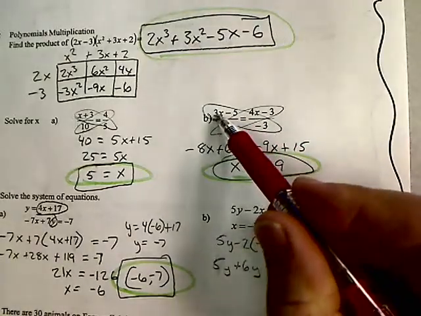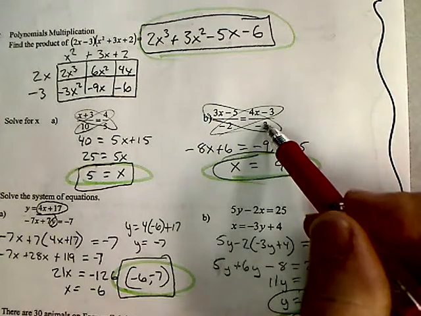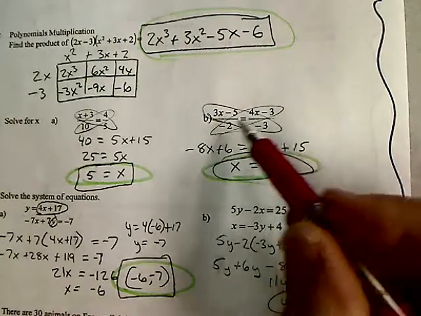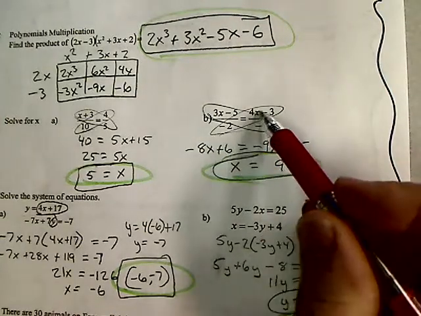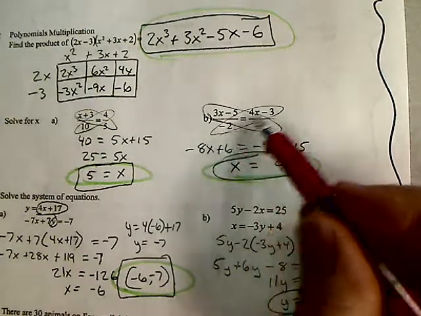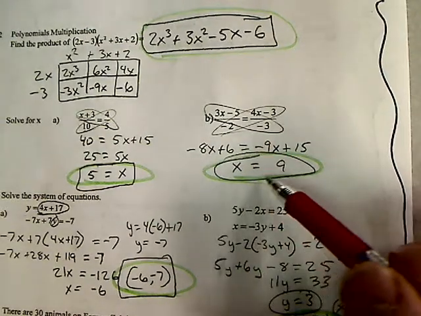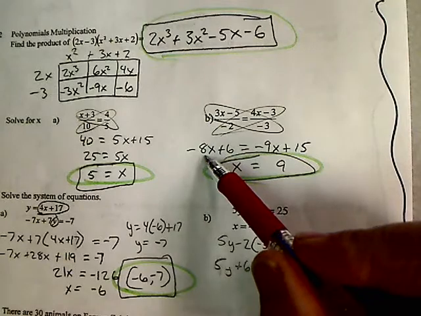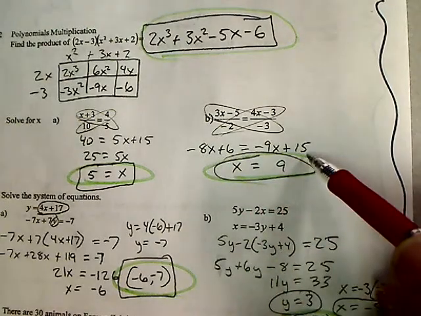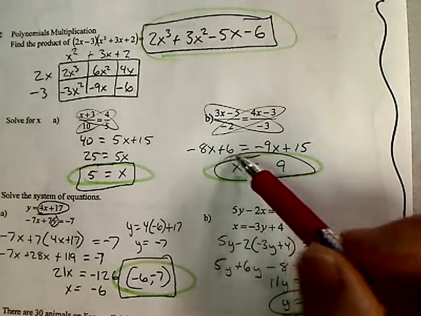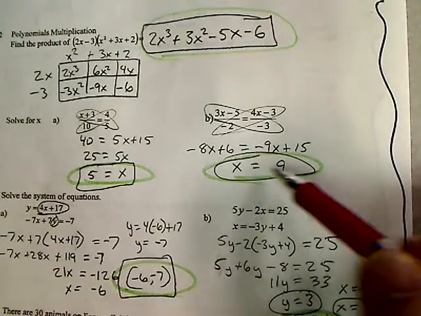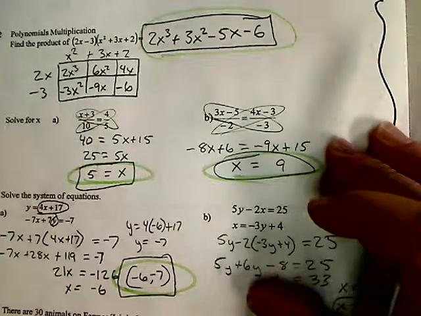Negative times a positive gives us a negative. Negative times a negative gives us the positive. That's where most mistakes happen. Add 9x to both sides, you get x. Subtract 5 from both sides, or subtract 6 from both sides, and you get 9. So x equals 9.